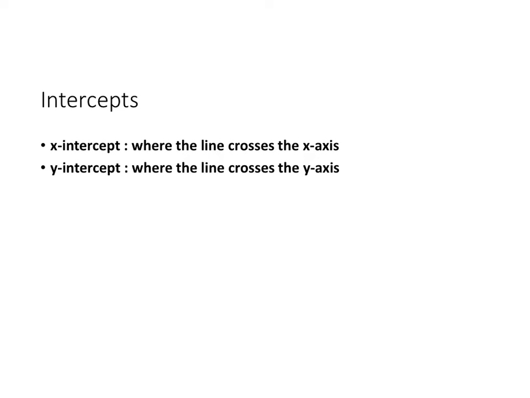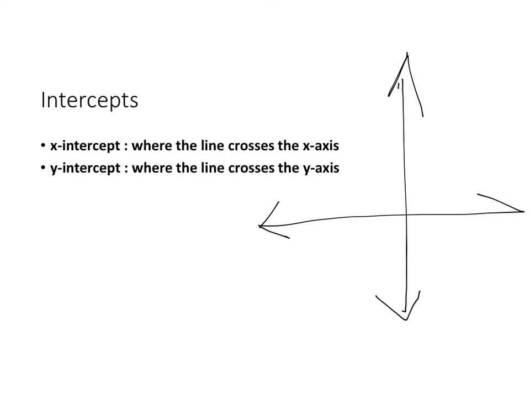Alright, now we're going to use some intercepts. The x-intercept is where a line crosses the x-axis. So if you have a coordinate plane here, and this is your x-axis, and this is your y-axis, if you have a line, and I'm going to draw a line here in blue, the point where it crosses the x-axis is your x-intercept, and the point where it crosses the y-axis is your y-intercept.